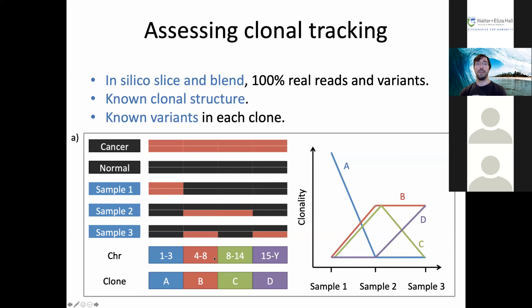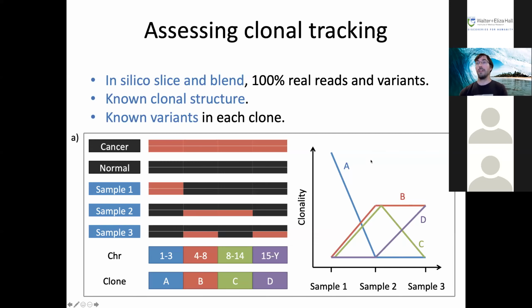And then in the same way here, the variants in the different parts of the genome will behave in different ways across the 3 samples. And this is then our truth for the clones. These are 4 truth clones. So it's not entirely real data, but it's entirely real reads. So this is as close as we can get to real data with the proper truth for clonal tracking.